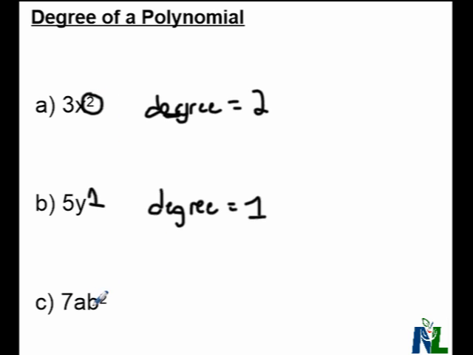Well, what happens when you have more than one variable within the same term? Well, since you're multiplying these two variables together, we're going to consider the exponents as being added to combine into our degree. Okay, so if you have a exponent 1 and b exponent 2 and they're in the same term, your degree is going to be 1 plus 2, which equals 3.